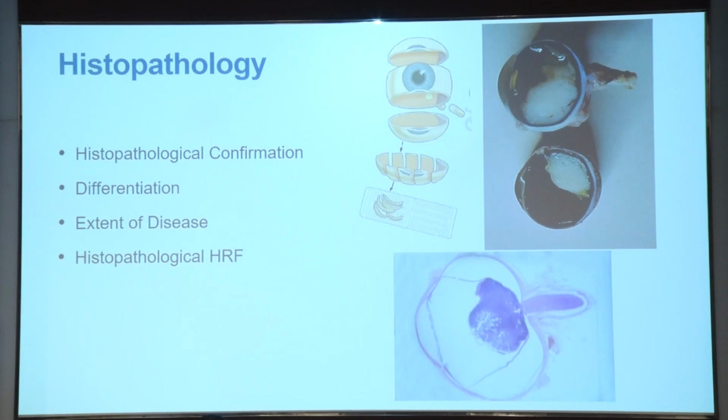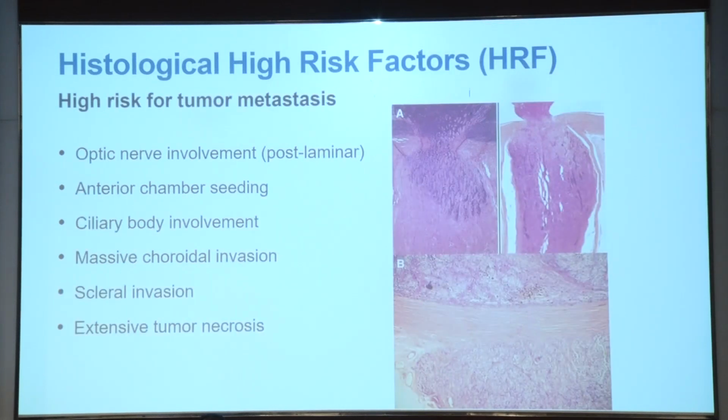And always subject the enucleated eyeball to a good pathologist who's experienced in seeing eyes with retinoblastoma. What they will tell you is about confirmation of the diagnosis, that's first. Second, what's the differentiation of the tumor? Then what's the extent of disease, and if the patient has histopathological high risk factors. These are some of the factors which you see on pathology, which can predict which patient is likely to have micrometastasis. So if any of these risk factors are present: optic nerve post-laminar involvement, anterior chamber seeding, ciliary body involvement, massive choroidal invasion, scleral invasion, or extensive tumor necrosis.